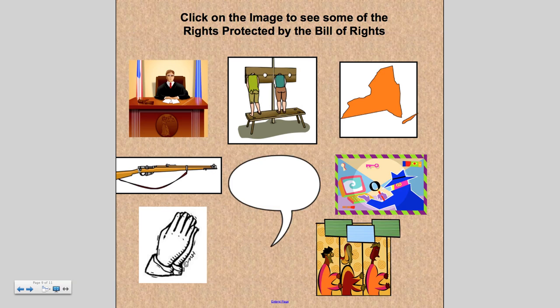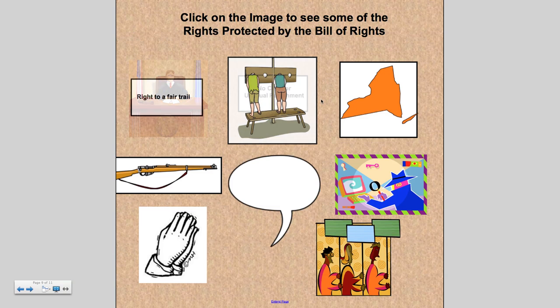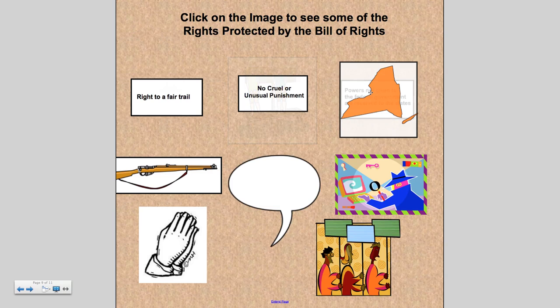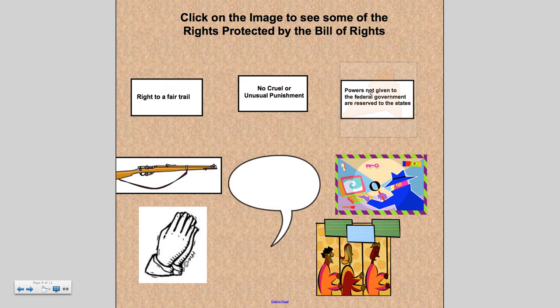Now we're going to be clicking on images to see some of the rights that are protected by the Bill of Rights. One is the right to a fair trial, no cruel or unusual punishment. Powers given to the federal government are reserved to the states. So there are certain powers that the federal government has, and there are certain powers that the state has.